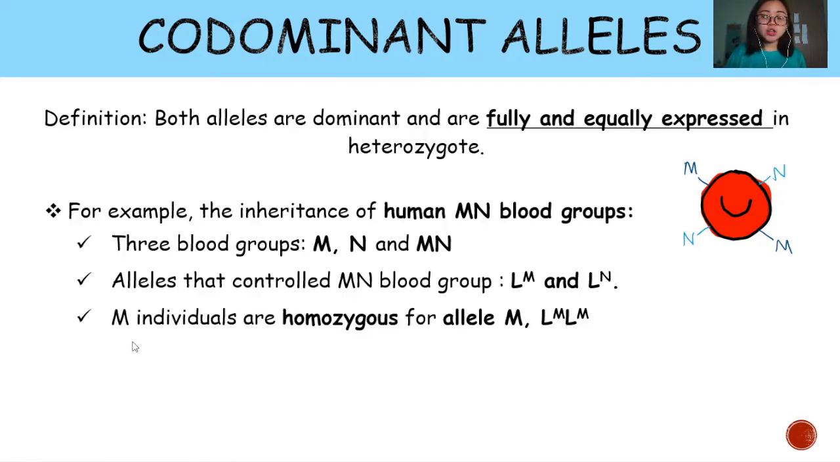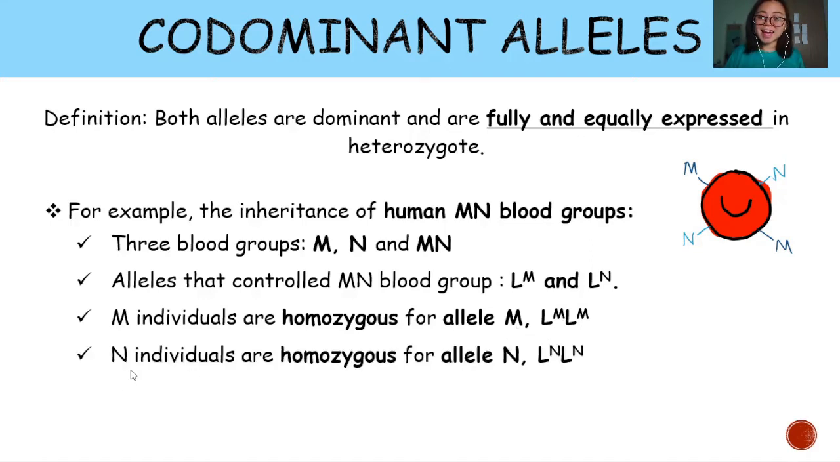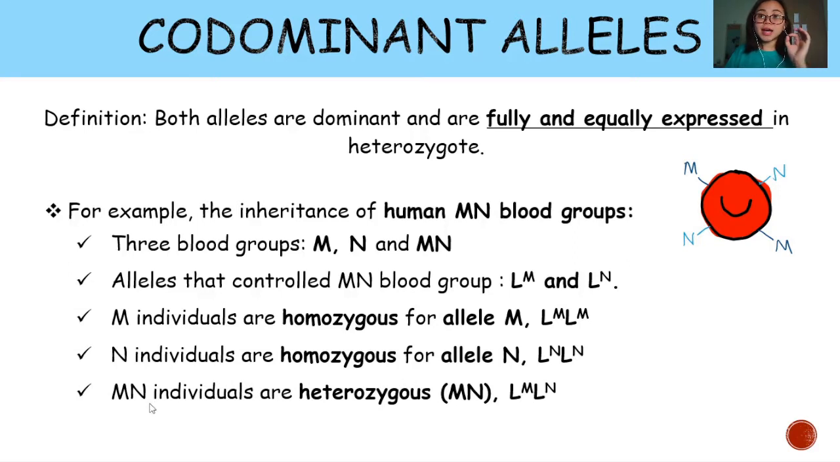Alright. So if you have an M individual with M blood group, they are homozygous for these alleles. So they are homozygous LM, LM. Kalau dia punya blood group adalah N, that means dia adalah homozygous LN, LN. Kalau dia adalah MN blood group, that means dia heterozygous. Dan dia punya genotype adalah LM, LN. So make sure you're looking at the screen or looking at your lecture notes as you listen to me talk, or else this will sound very confusing.